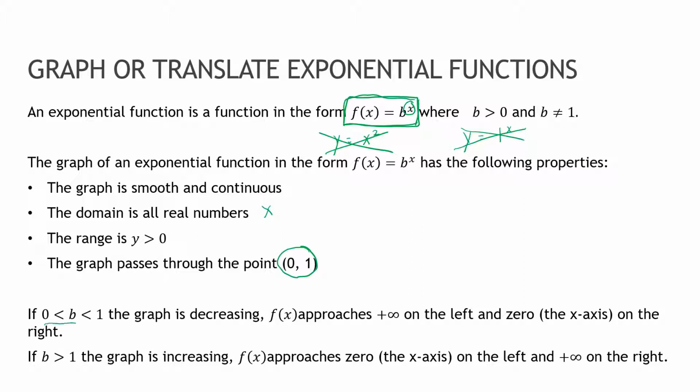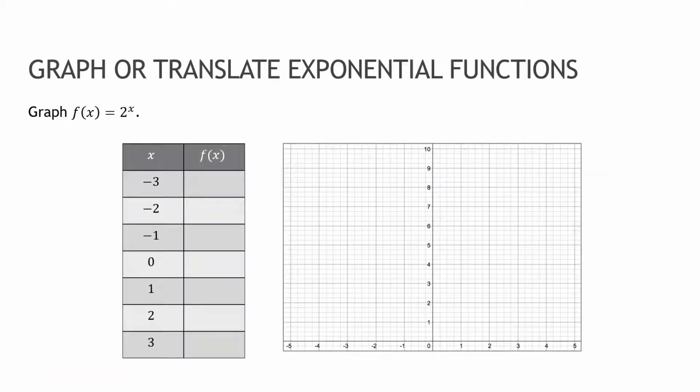If b is between 0 and 1, so it's some sort of decimal or fraction less than 1, but not 1 or 0, as we said before, then the graph is decreasing, and it's increasing if b is greater than 1. So let's take a look at an example. Again, you're going to want your calculator out for this. I certainly have mine out in front of me right now. And what we want to do is just practice how we're going to stick this in our calculator.